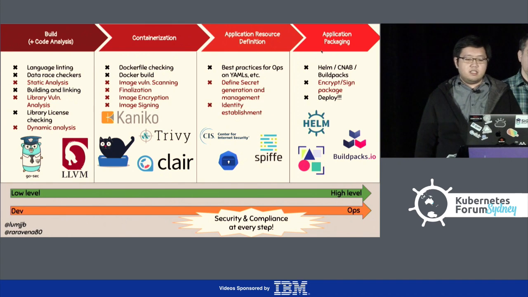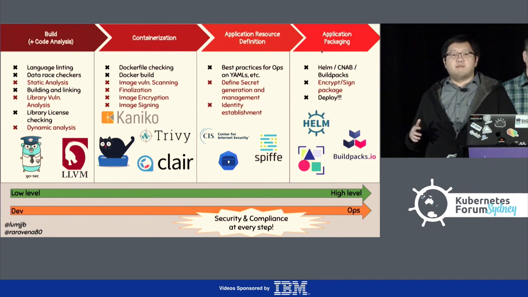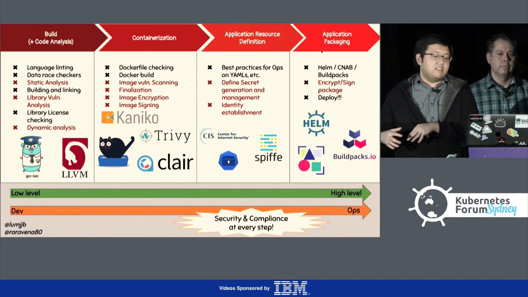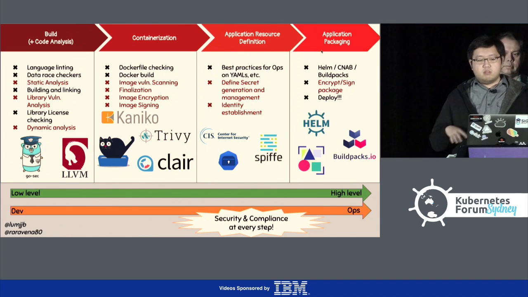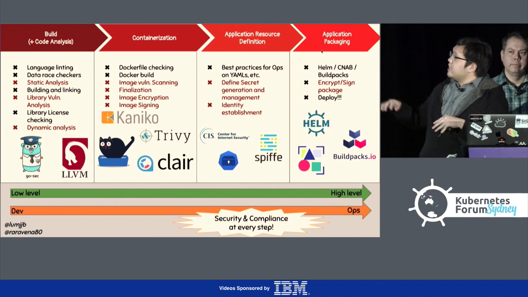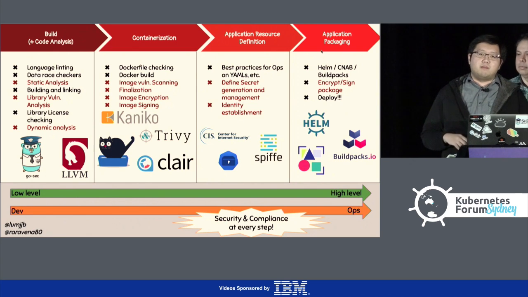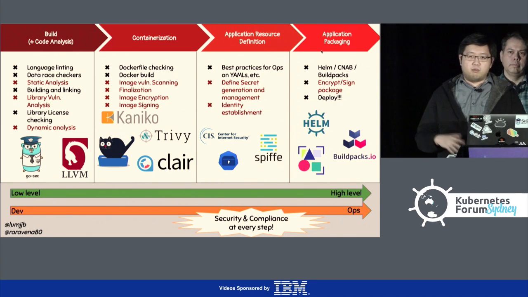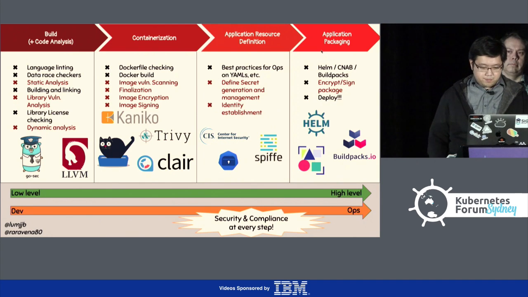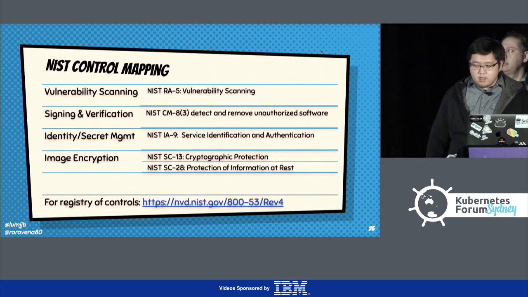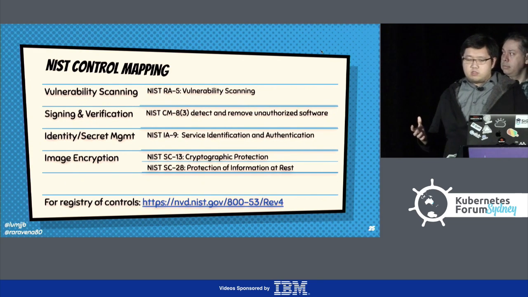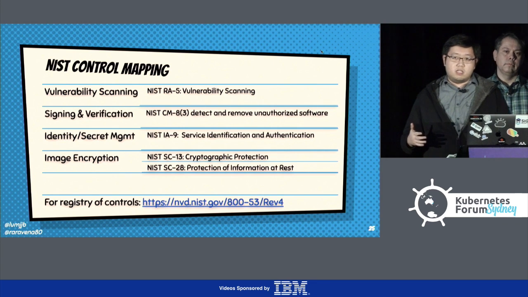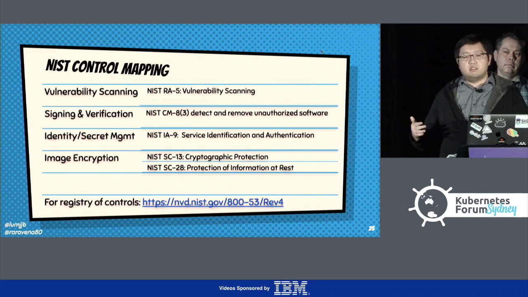Another thing to note here is that security is not something that you can add on after the fact. Over here, we've highlighted all the security and compliance-related tools in red, and you can see that it's basically littered throughout the entire pipeline. So this is something that is integral to the entire process and has to be there from the start. Here are some of the control mappings for some of the technologies we just talked about. This can be helpful in getting compliance because a lot of these compliance standards are based on these controls.